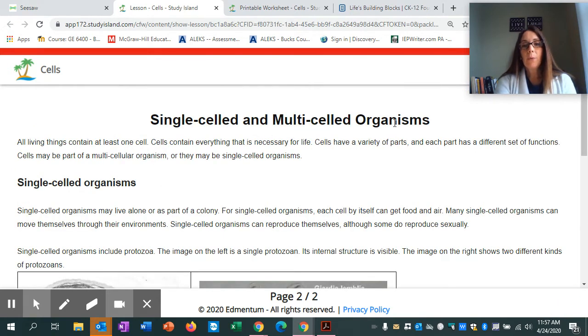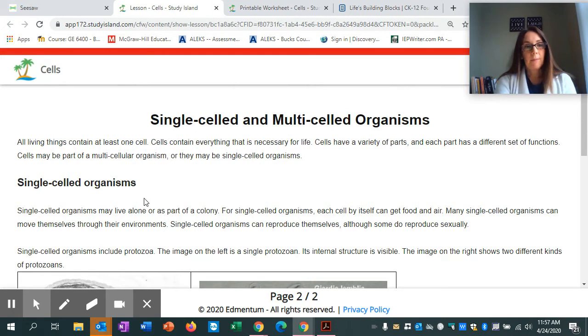Single-celled and multi-celled organisms. All living things contain at least one cell. Cells contain everything that is necessary for life. Cells have a variety of parts, and each part has a different set of functions. Cells may be part of a multicellular organism, or they may be single-celled organisms.